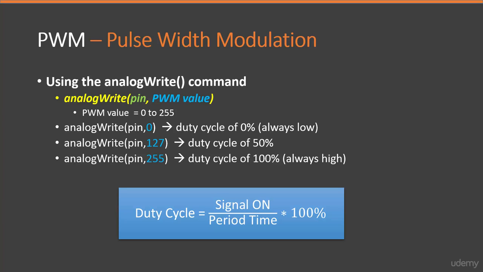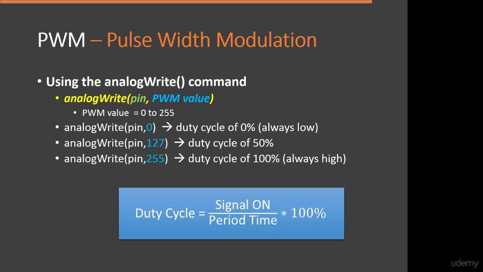A 60% duty cycle means the signal is on 60% of the time, but off 40% of the time. In our case, we will use the PWM as part of the analogWrite function to emulate the needed LED brightness.